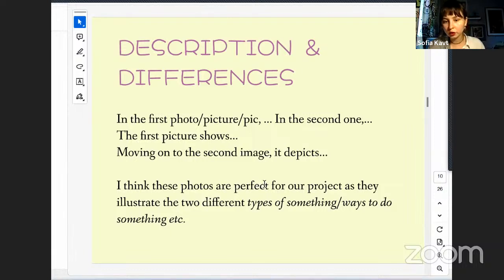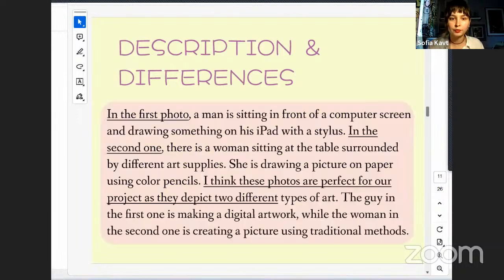I think these photos are perfect for our project as they illustrate the 2 different types of something, ways to do something, and so on. Once again, in our case, this will be the 2 types of art. Yes, digital and traditional art. Let's take a look at the modal answer.